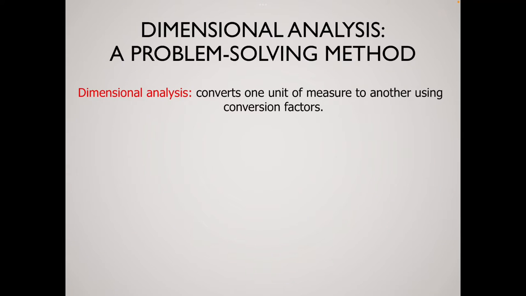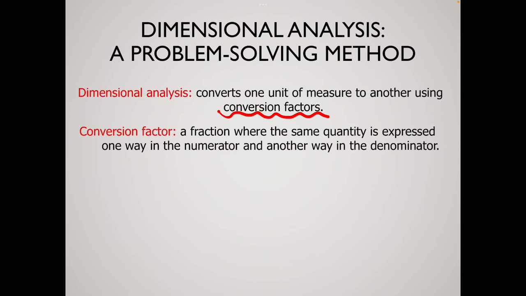The whole premise of dimensional analysis is that it converts one unit of measure to another using conversion factors. You're going to hear me talk a lot about conversion factors today, and those were conversion factors that we saw earlier, like 1 kilometer equals 1,000 meters, or 100 centimeters equals 1 meter. When things are equal like that, we call them conversion factors, and we can use them in our dimensional analysis to allow us to solve problems. A conversion factor is a fraction where the same quantity is expressed one way in the numerator and another way in the denominator, and I'll show you what that looks like.